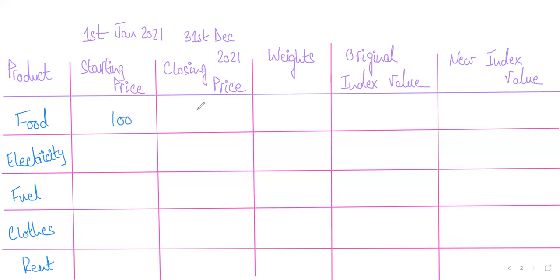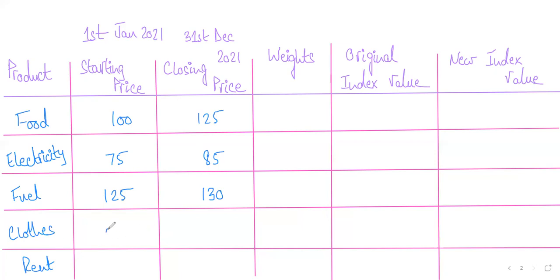So we assume the price of food to be 100 at the start of the period. At the end of the period it was 125. Each unit of electricity, let's assume, is 75 per kilowatt, or whatever is the unit used to calculate how much electricity is being consumed. Each liter of fuel was, let's say, at the start of the period 125 rupees per liter. At the end of the period, 130 rupees per liter.